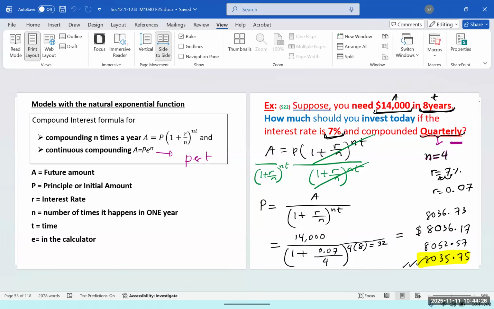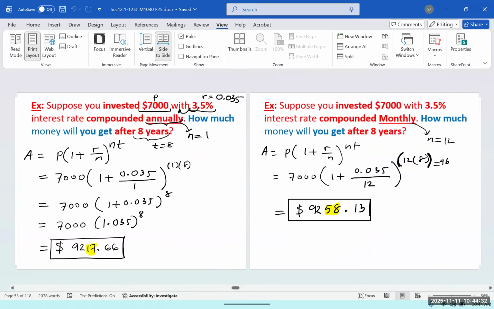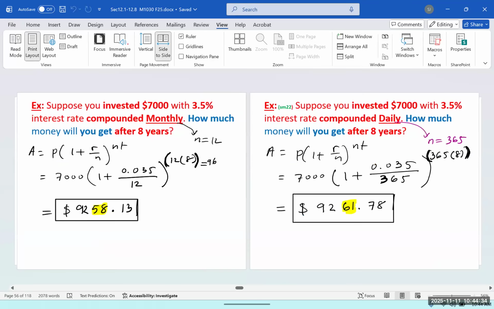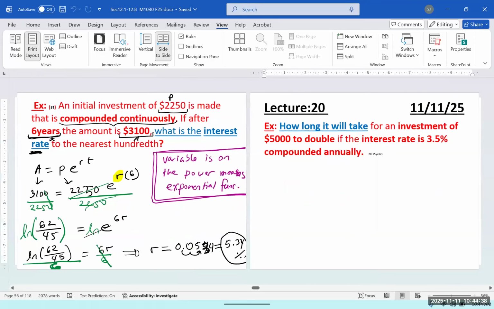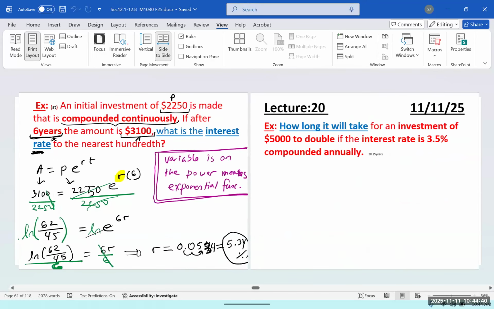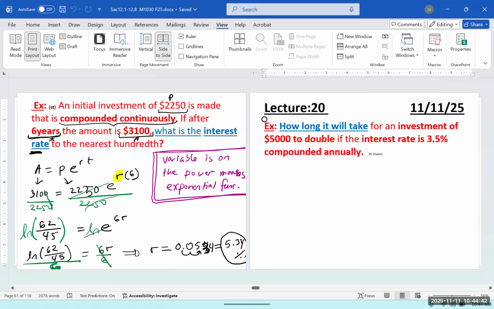A equals P times e to the RT. And in the final exam, there will be at least one of these. There could be two, but at least one. Okay, so we did all these examples. If you forgot, please rewatch the recording and your memory will be refreshed. We don't have time to refresh everything. We're already 50 minutes late to start our lecture.